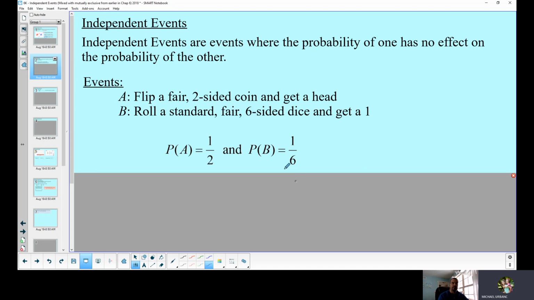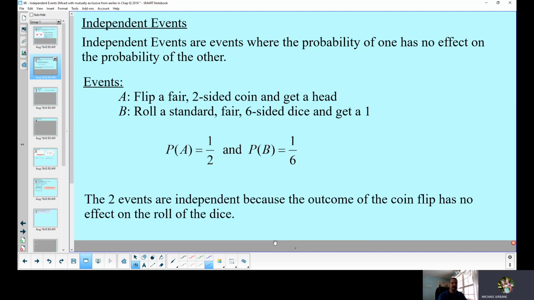And so if we write those, the probability of A, so the probability of getting heads, is 1/2, or 0.5, and the probability of rolling that standard six-sided dice and getting a 1 is 1/6. I know sometimes we use decimals, but the fractions are fine. And so these two events are independent because the flip and the dice have no impact on each other, the probability of them occurring.